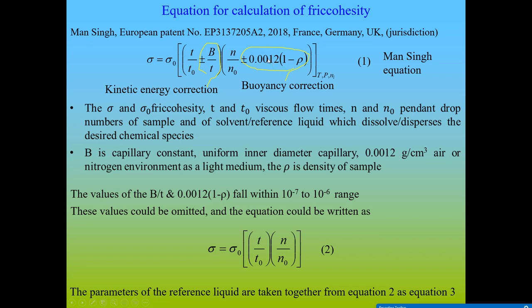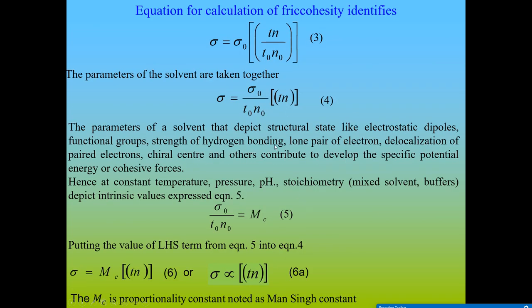So we found that in the case of the survismeter, two forces are working hand in hand for formulations, for drug distribution and other things. We found that these two correction parameters are at least 10^-7, so these two correction terms were omitted and this final equation was obtained. In it, sigma 0 is the Friccohesity of the medium, T0 is the viscous flow time of the medium, and N0 is the pendant drop number of the medium. So they are taken out. When they are taken out, we find that this is the M term, a constant for a specific medium and a specific formulation, and this directly reflects the dispersing nature of your medium, the coagulating nature of the medium, and the temperature effect of the medium on your sample. So this equation is the Man Singh equation, and this constant is the Man Singh constant, and this is directly proportional.